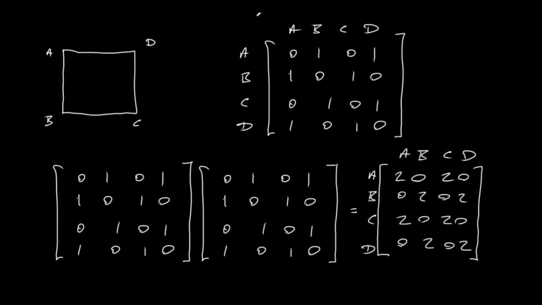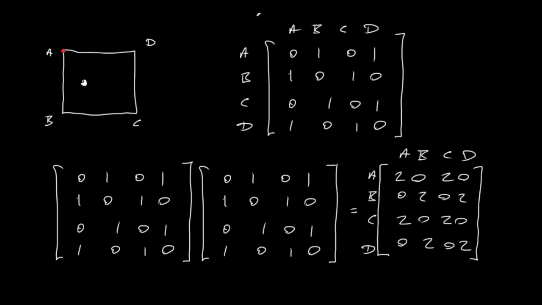Well, between A and A, let's see if we start here. So we're starting here. How many walks of length 2 are there? Well, we can go down here to B and back again. That's length 2. Well, there's 1 walk of length 2. We can go over to D and back again. That's length 2. So there are 2 walks from A to A.